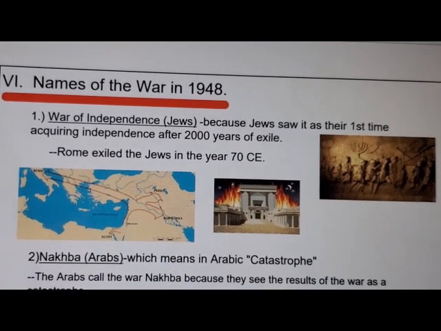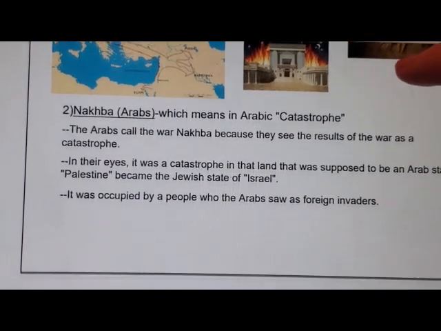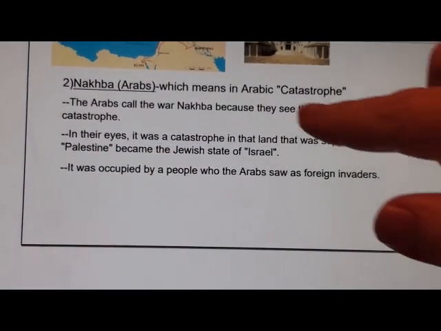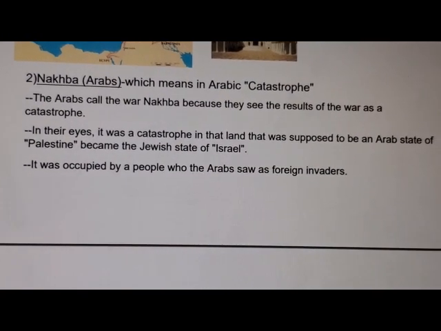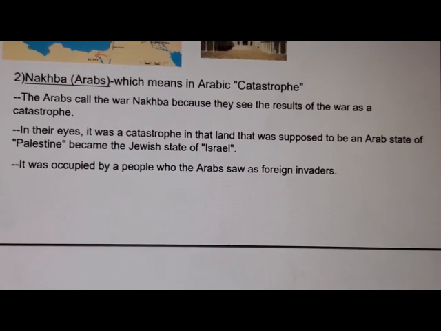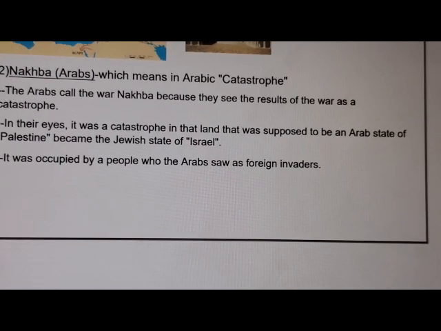Now, the Arabs who lose in this war, they call it Nakba. So Nakba, which means in Arabic, catastrophe. The Arabs call it the war Nakba because they see the results of the war as a catastrophe, because they lost. In their eyes, it was a catastrophe in that land that was supposed to be an Arab state of Palestine became the Jewish state of Israel. It was occupied by people, Jews, who the Arabs saw as foreign invaders.